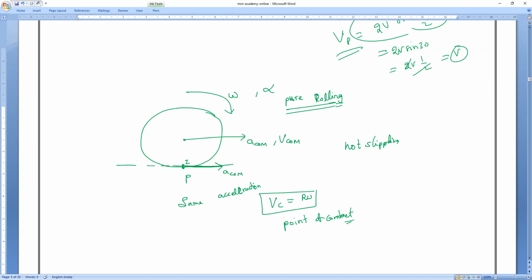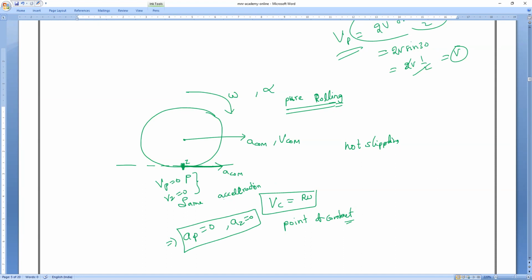It means the velocity of P is equal to 0, and the velocity of the center is equal to 0. If the velocity is 0, what is the acceleration of P and the acceleration of the center? Acceleration of P is also 0, and acceleration of the center is also 0. Understood, everybody?